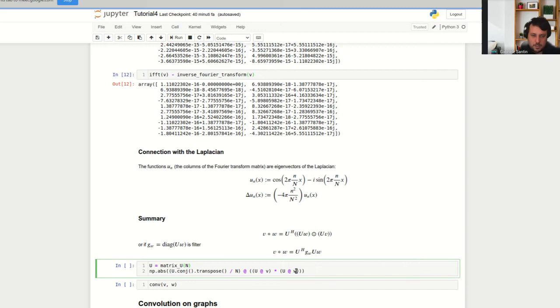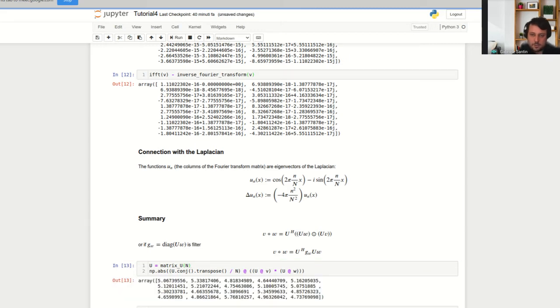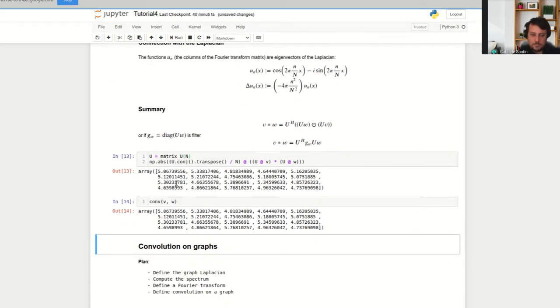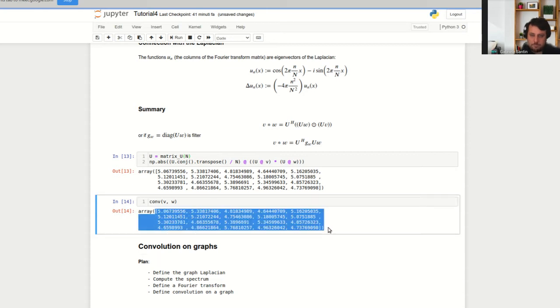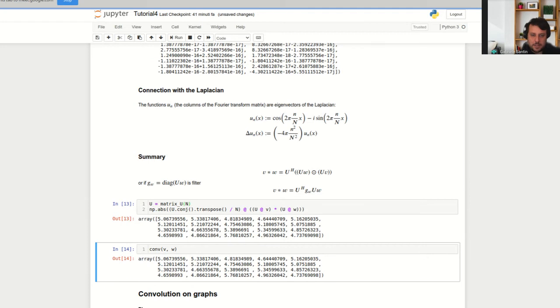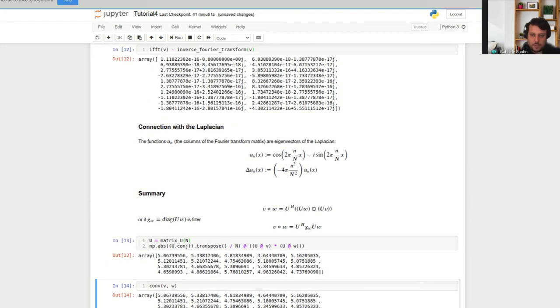Okay, and let's see that this is the case, and it should be. So I just wrote down this operation in NumPy and compared it with our original definition of the convolution, and indeed they are exactly the same. Okay, is it clear so far? Do you have questions on this before moving to the graphs?